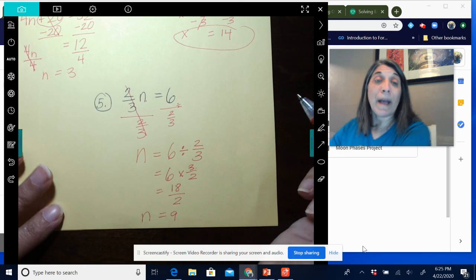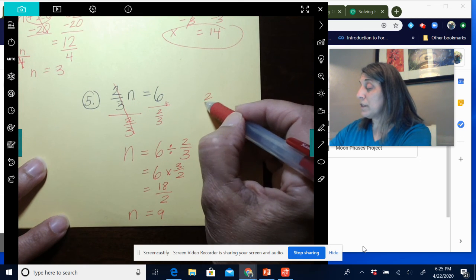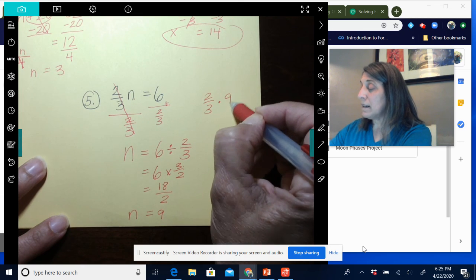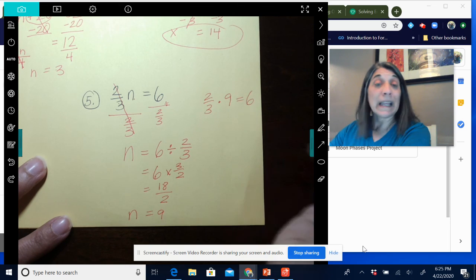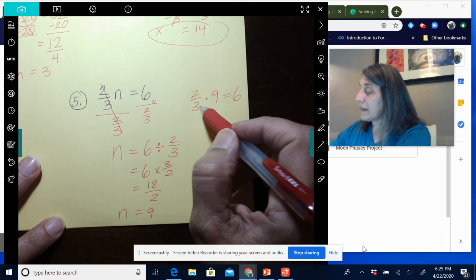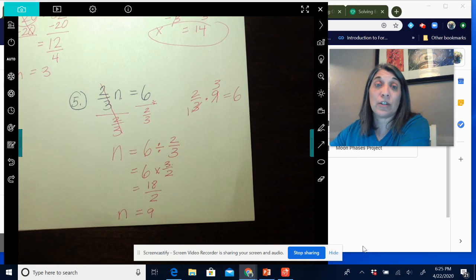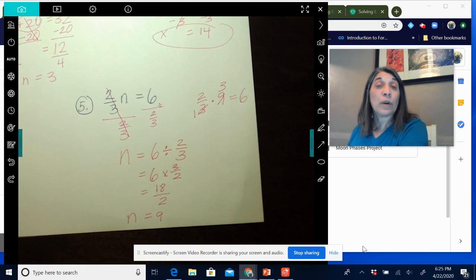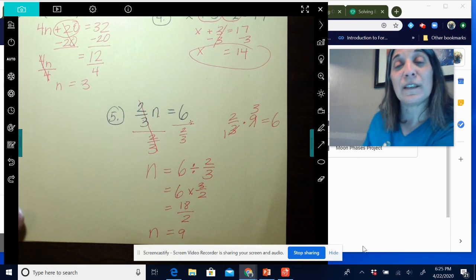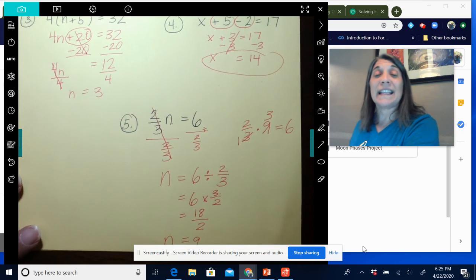And then if you actually go back and solve this and do 2/3 times 9, does that equal 6? Well, if I simplify this and simplify this, yes, 2 times 3 is 6. So it actually checks out. So hopefully these were a bit challenging for you, but kind of fun as well. And we will talk about more like these today in class.